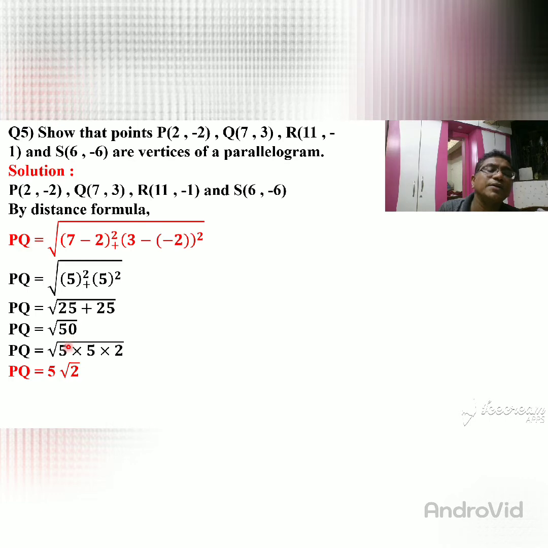So 50 can be factorized as 25 into 2. See here, 5 into 5 is 25, 25 into 2 is 50. So this 25 square root is 5. So I write here 5, and the root 2 remains as it is. So PQ is equal to 5 root 2. In such a way you are finding the distance PQ.